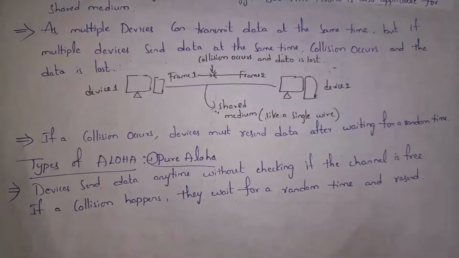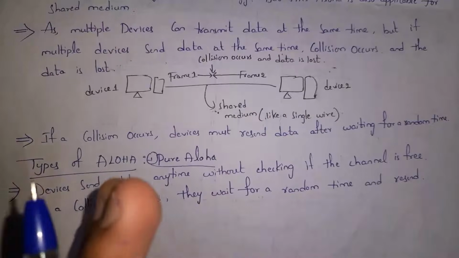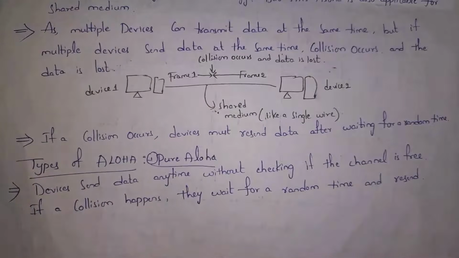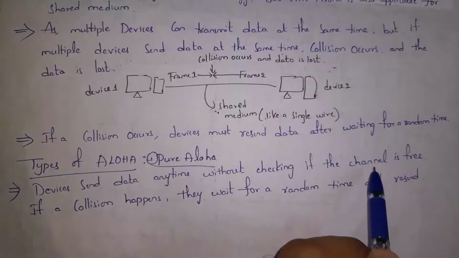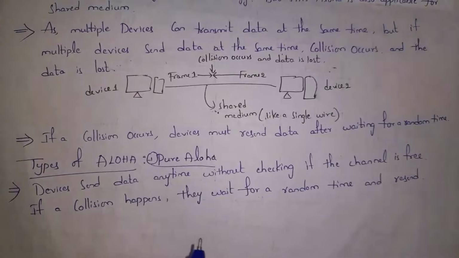Guys, in pure ALOHA, without following any time period, a device can send data at any time, and the device will not check whether the channel is free or not. Channel is nothing but cable. The device will not check whether the cable is free or not. Directly they will send data at any time. And if a collision occurs, the device needs to resend data at different times. That is nothing but random times.